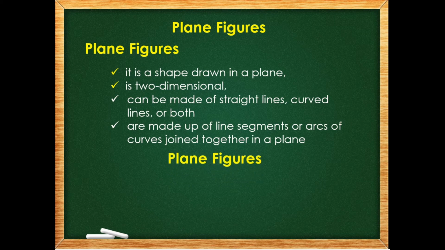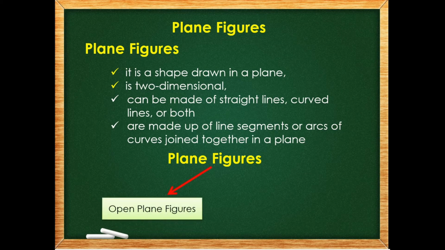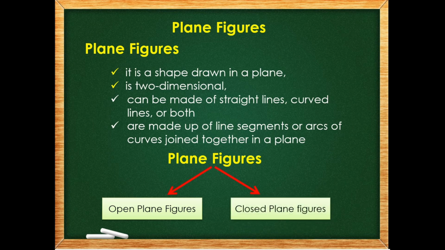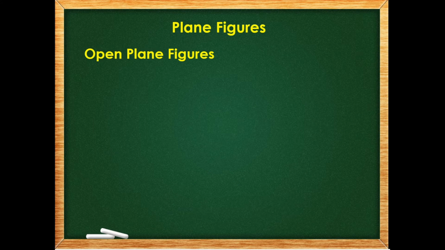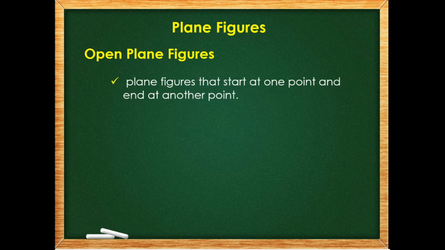Planes are of 2 types. First, the open plane figures, and the other one is the closed plane figures. Now let's discuss open plane figures. Open plane figures are plane figures that start at one point and end at another point. Here are examples of open plane figures.